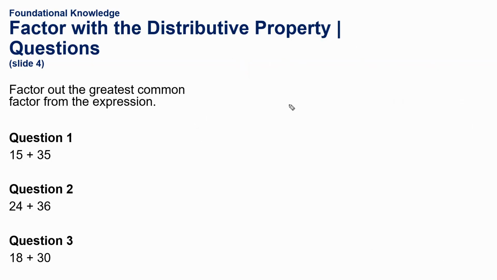Let's look at question 3 here. So question 3 is going to be 18 plus 30. Now let's assume we kind of understand the prime factorization now, how to find the greatest common factor. So the greatest common factor for 18 and 30 then is a GCF that is equal to 6. So the greatest common factor of 18 and 30 is the number 6. So I'm going to put 6 on the outside of our parentheses.